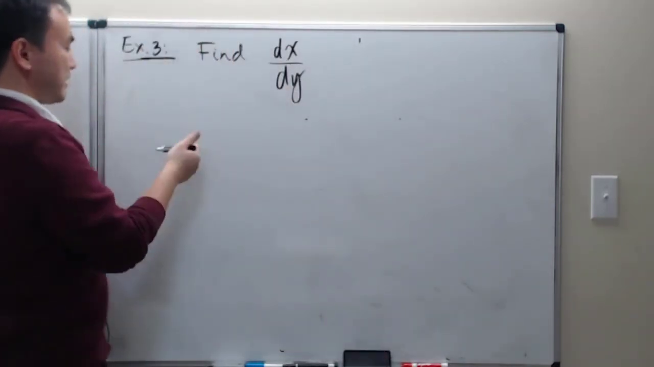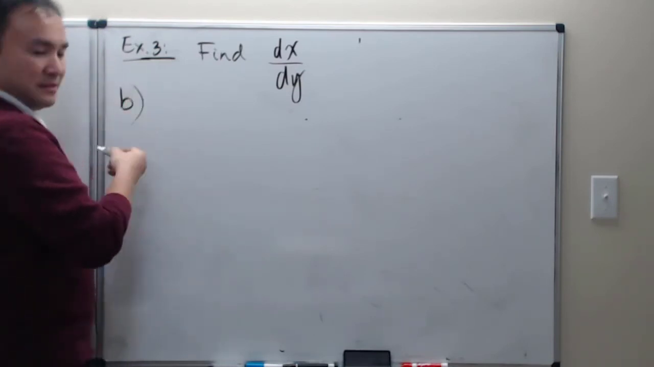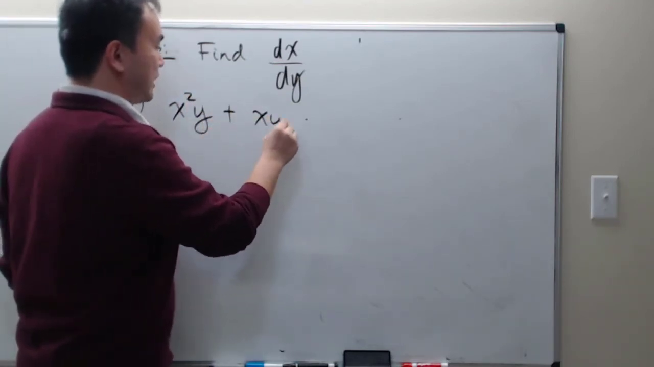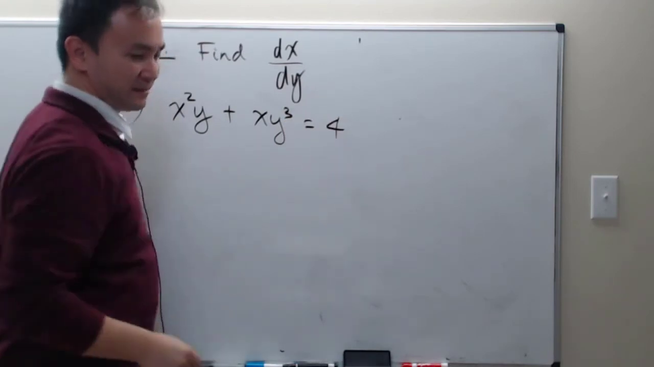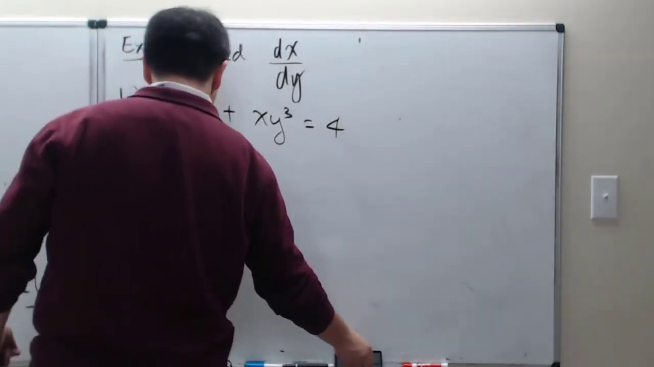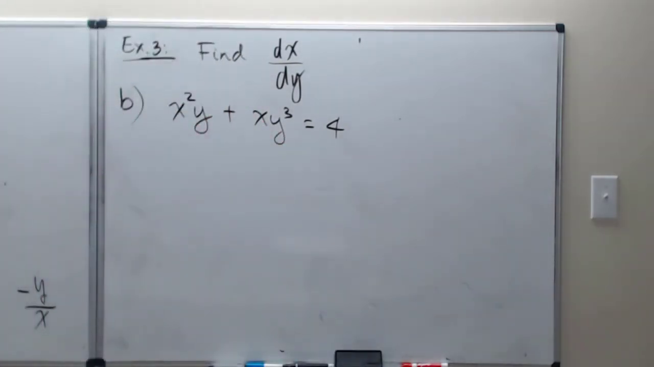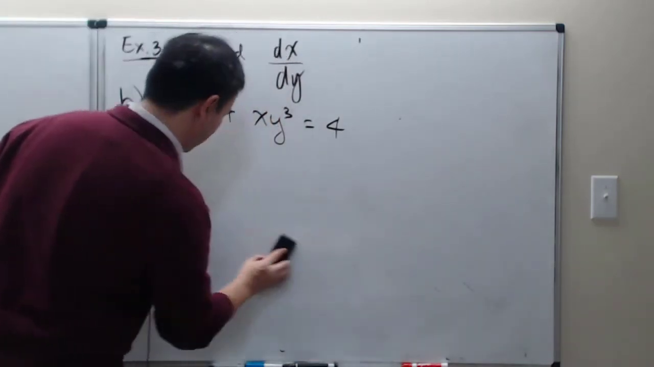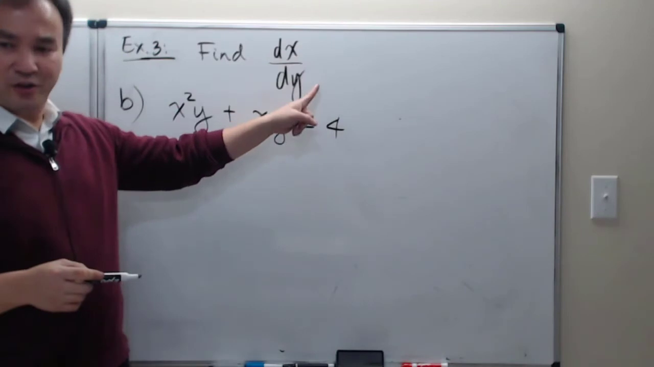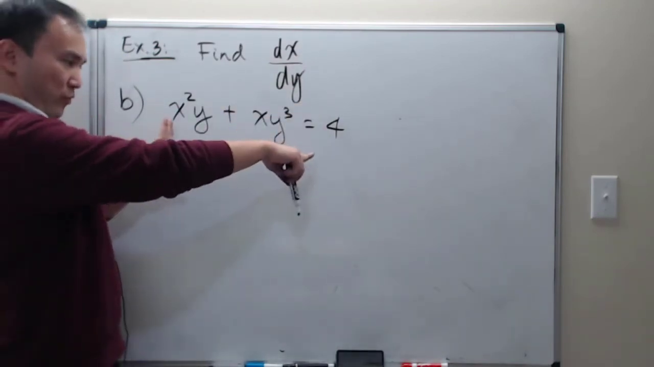This time in part B, we are going to pick this equation right here, x squared y plus x y cubed equals 4. But I'm looking for dx/dy. So again, remind yourself, x is a function of y. x is a function in terms of y. So x is intended as a function and y is a variable. But in the end, what we have here is an equation.